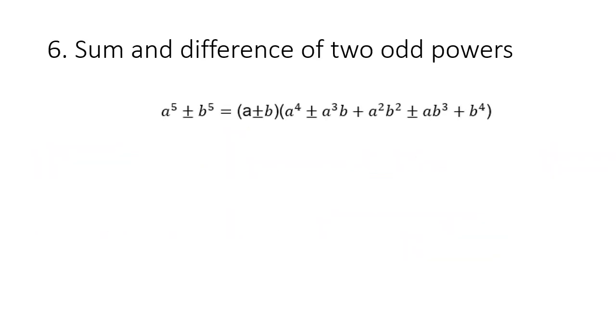Alright, let's move on to sum and difference of two odd powers. If you have a to the fifth plus or minus b to the fifth, this is equal to the quantity a plus or minus b, then the quantity a to the fourth, plus or minus a to the third power times b, plus a to the second power times b to the second power, plus or minus a times b raised to 3, plus b raised to 4. So here, class, on the next factor, the first term is decreasing while the second term is increasing. As you can check, the exponent.